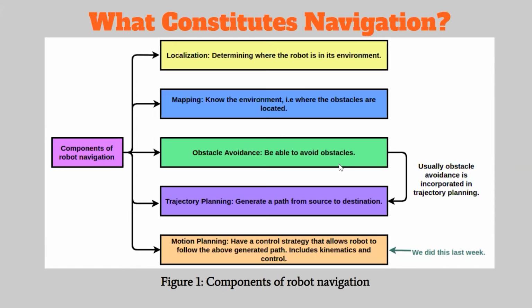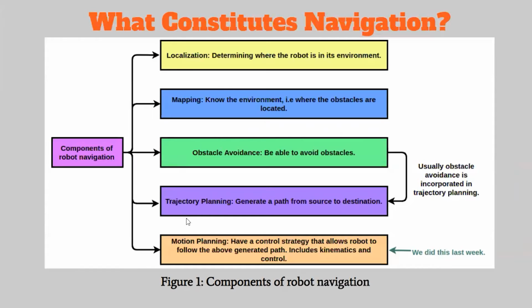Then you have obstacle avoidance. Knowing where the robot is and what the environment looks like is not enough. You need to actively avoid obstacles in your way, and that's what obstacle avoidance is about. We'll also do a small VREP demo on just obstacle avoidance. It's pretty simple; there's not much to it.